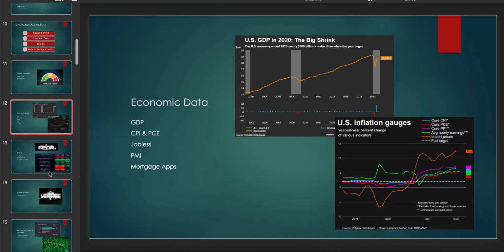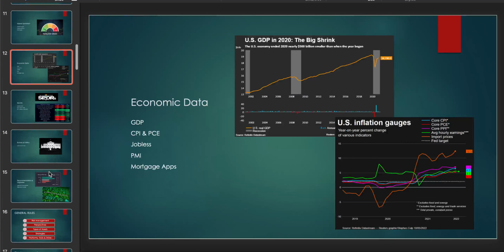All these different indicators are released on a weekly basis, on a daily basis, and they have their own calendar. It is important that you know when these pieces of information are going to be released because they will affect the market as a whole as well as specific sectors.